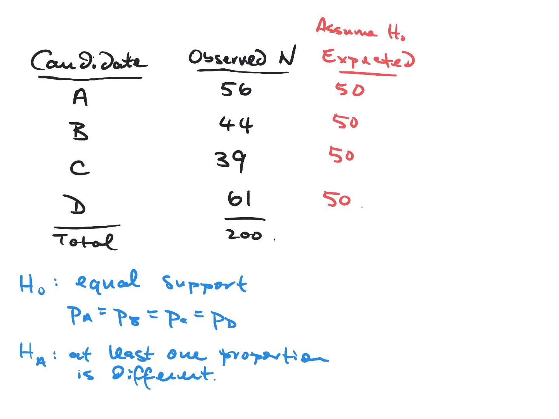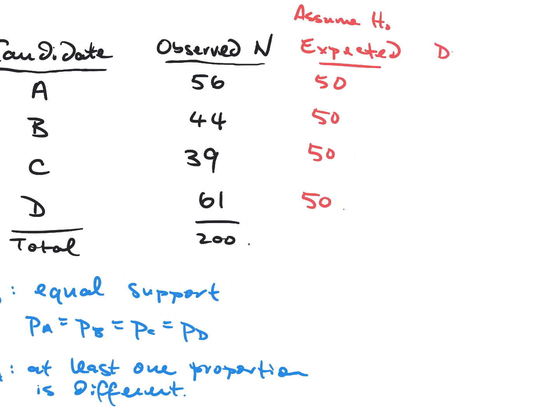Now, let me write up the difference between expected and observed. 56 minus 50, we have 6 more people in that group than we expected. For group B, we observe 44, we expect 50, so we have 6 fewer than expected. Group C, we have 11 fewer than expected. In group D, we have 11 more than expected.